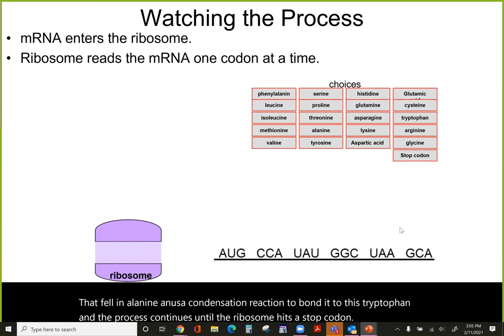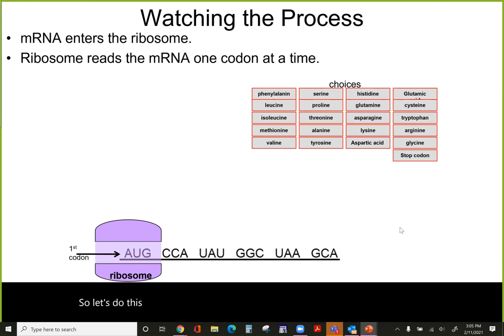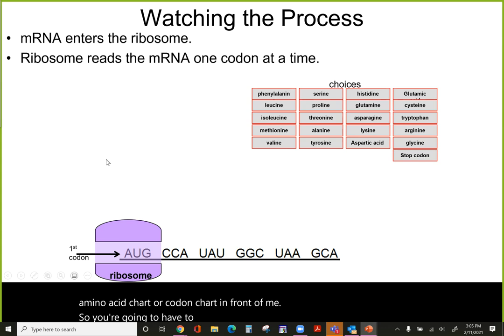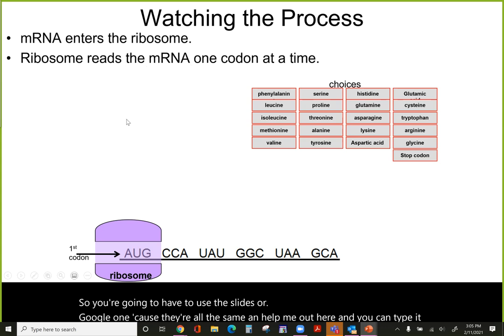So let's do this ourselves. Now, I'm going to have to rely on you guys to help me because I don't have an amino acid chart or a codon chart in front of me. So you're going to have to use the slides or Google one, because they're all the same, and help me out here. You can type it in the chat or you can unmute yourself and say it.